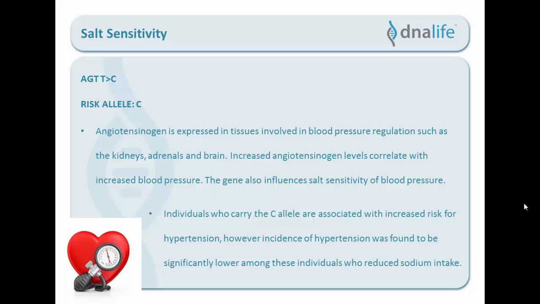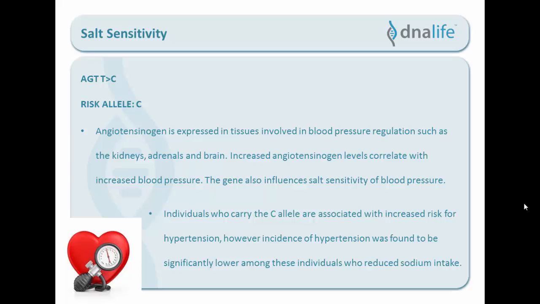The second one that we're looking at in this panel in salt sensitivity is AGT, which stands for your angiotensinogen. And this is expressed in tissues involved in blood pressure regulation, such as the kidneys, adrenals, and the brain. So again, it's involved in blood pressure regulation. You also will find this gene in the DNA sport test, but again, we are speaking about it here in terms of blood pressure and salt sensitivity. So increased angiotensinogen levels correlate with increased blood pressure.